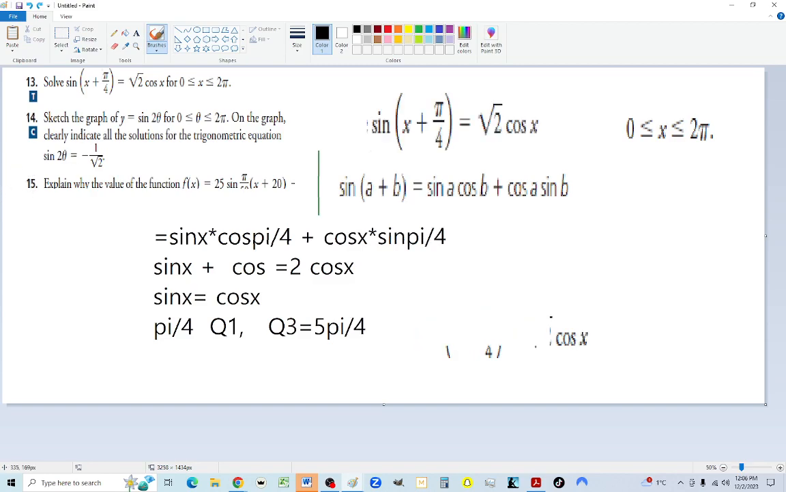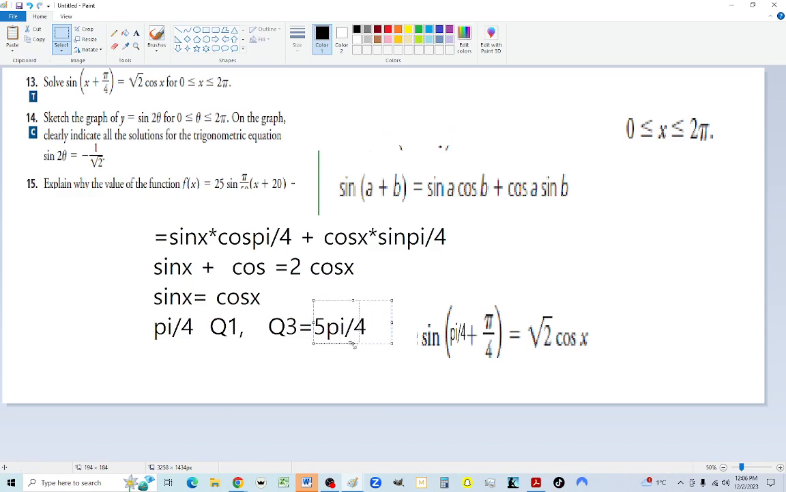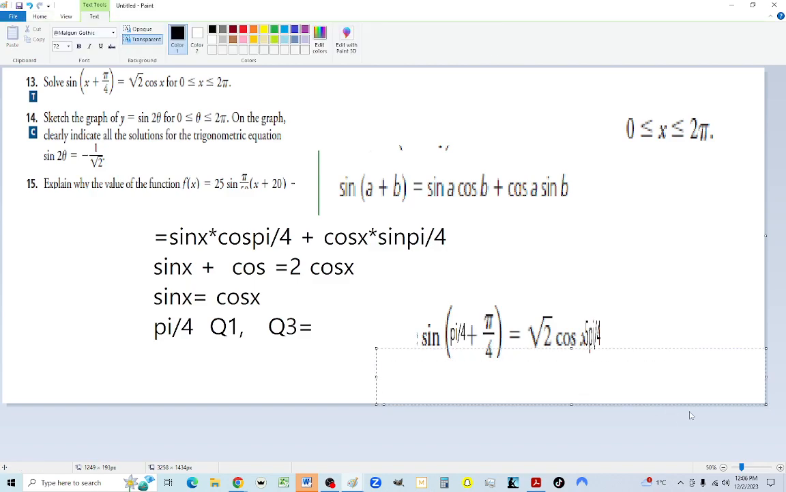Now you've got to figure out if this is true. Well, what's 5 pi over 4 plus pi over 4? It's the sine of 6 pi over 4, which is 3 pi over 4. Okay, that's going to be the same as pi over 4, right? Because 3 pi over 4 in quadrant 2 is the acute angle of pi over 4, and it's positive. So that's going to be 1 over square root of 4.